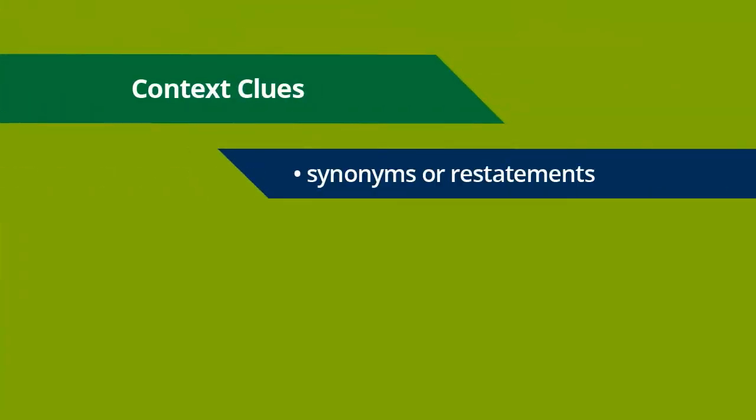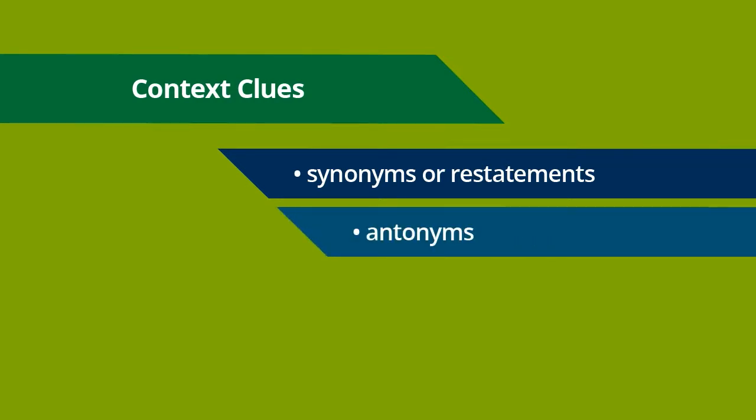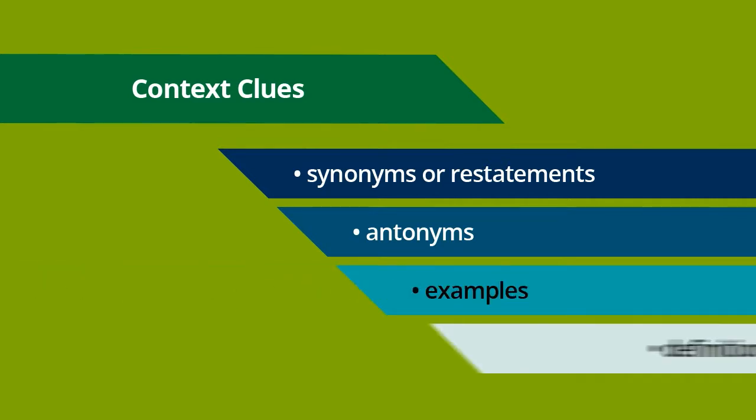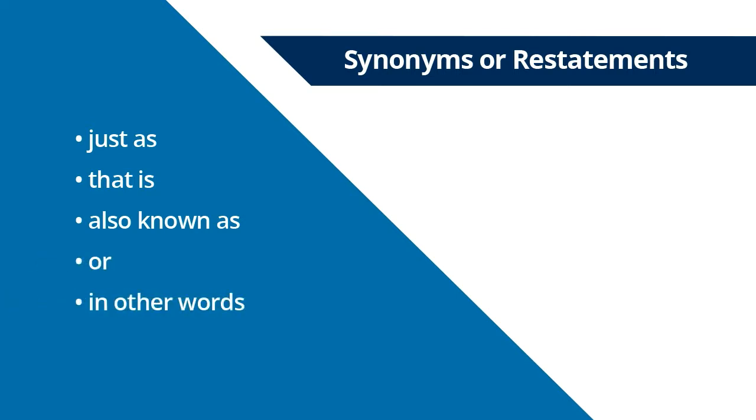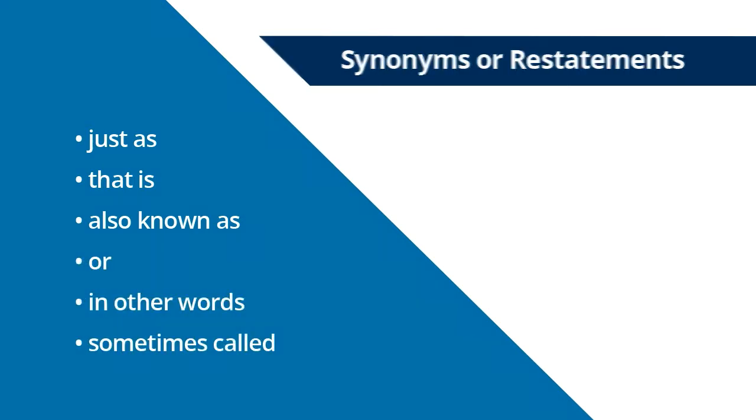They can be synonyms or restatements of the unfamiliar word. They can be antonyms, words that are the opposite of the unfamiliar word. They can be examples or definitions. There are signals that help you identify context clues. When a context clue is a synonym or restatement, the signals are phrases like just as, that is, also known as, or, in other words, sometimes called.